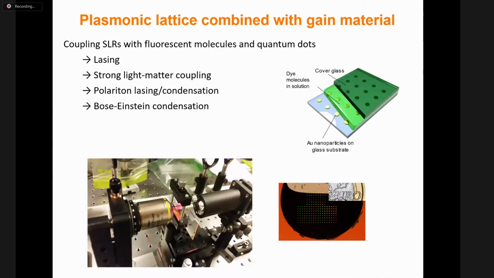These plasmonic lattices have been combined with gain materials such as fluorescent molecules and quantum dots, and different groups have observed phenomena that produce coherent light, such as lasing, polariton lasing, and condensation in the strong light matter coupling regime, and also Bose-Einstein condensation, which shows some signatures of thermalization as well. And here are also some photos of the sample. It's nanoparticle arrays fabricated on glass with a liquid dye molecule solution applied on top of the glass.